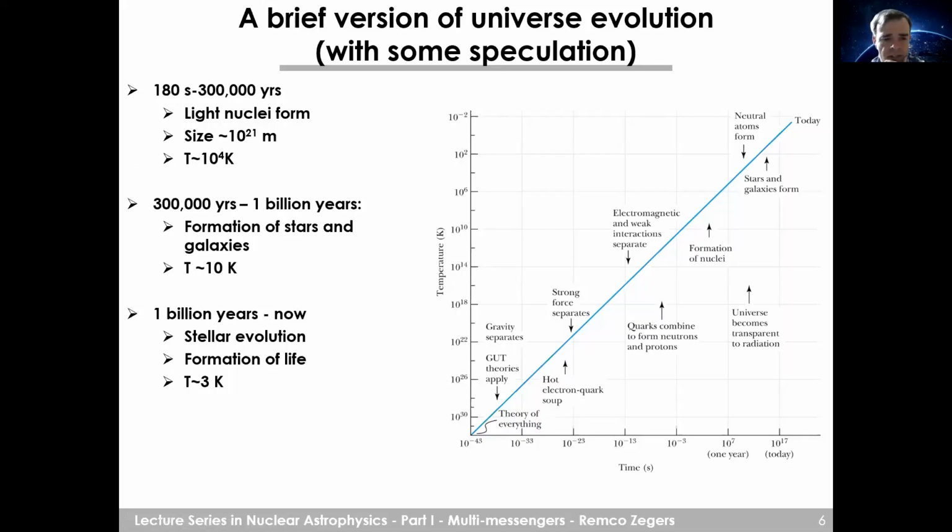And from that period onwards until now, this is where we have stellar evolution and, of course, the formation of life. And the temperature is maybe about 3 Kelvin. So it gets really cold in the universe. So that's a very brief overview of the universe and the Big Bang model as we currently understand it.